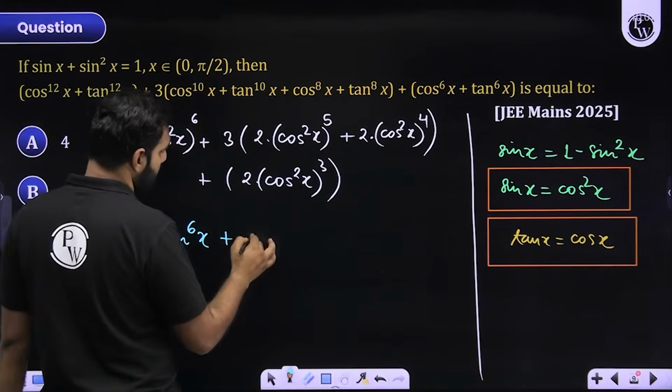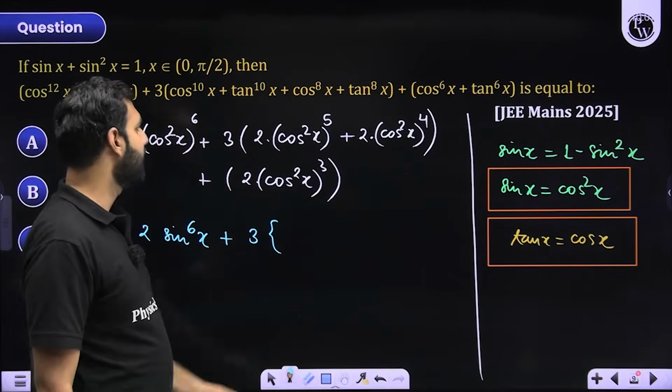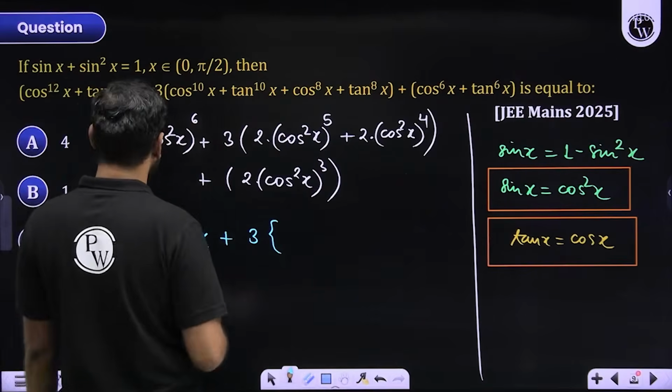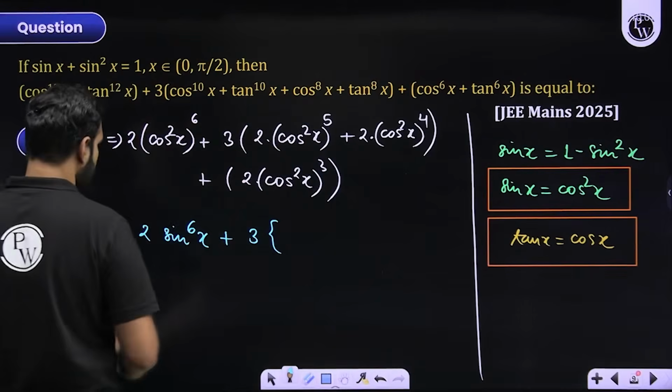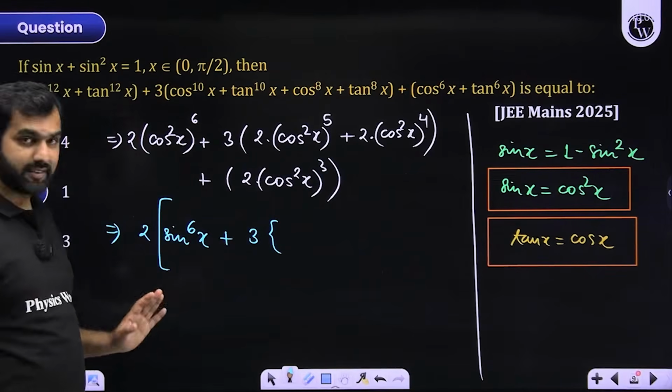Plus, this is 3 times. What do I have here? I'll be having cos square x to the power 5. What is cos square x? Sin x. So it should be, can I take this 2 common from outside? So this 2, 2, 2 and 2, I am taking outside. So I have taken that 2 outside. I hope it's fine. It's absolutely fine.